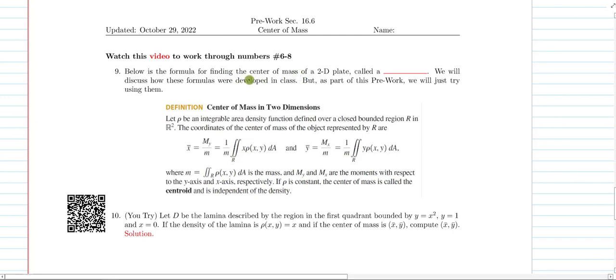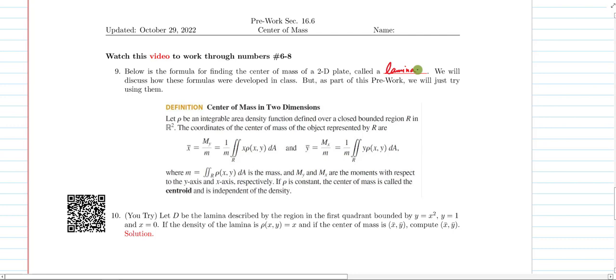In two dimensions, we're going to call it a plate, which we could think of as being infinitely thin, but it's some plate that lives in the XY plane. We're going to call that a lamina. And we'll explain that a little bit more in class.